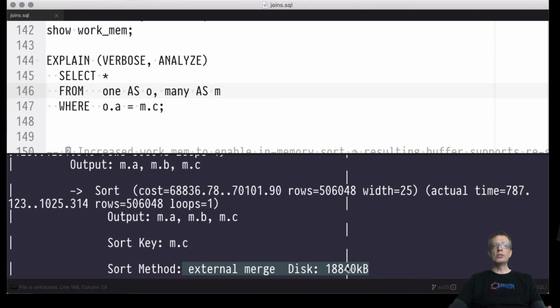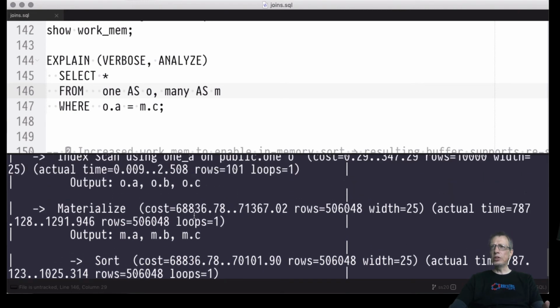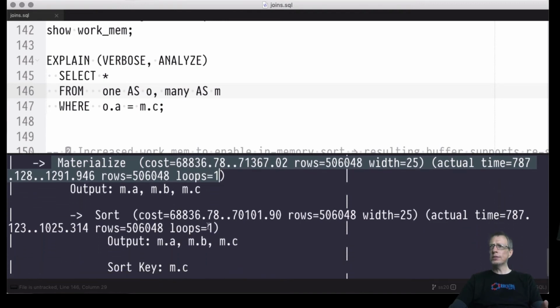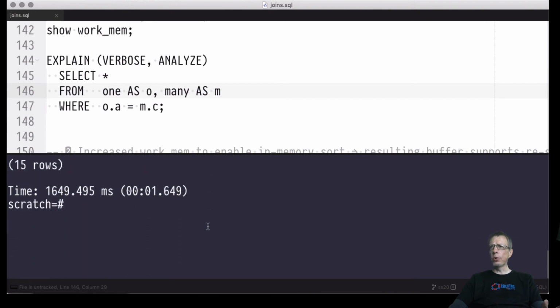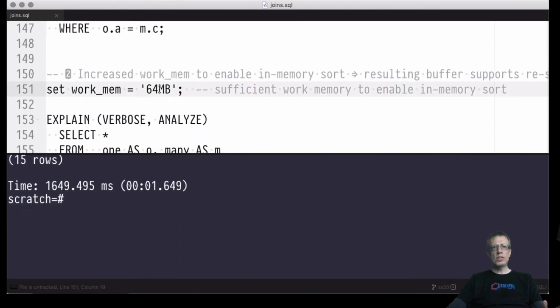Such a run is not rescannable from the viewpoint of the merge join. As it occurs on the right-hand side input here, it will be materialized. It will be materialized into a tuple store that allows for the rescanning of the input. And well, this is exactly what is happening here. Right. So now let's increase the working memory and let's set it to 64 megabytes.